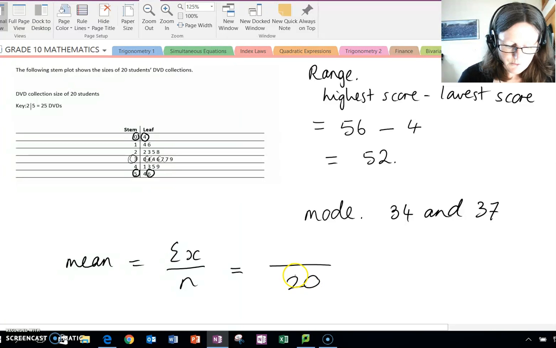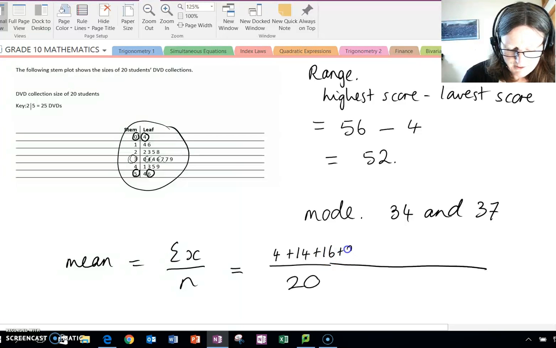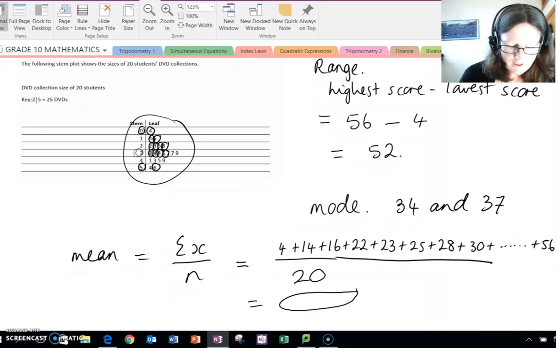the scores here. So in other words, we add 4 DVDs plus 14 plus the next one, which is 16, plus the next one, which is 22, plus 23, plus 25, plus 28, plus 30, plus, and we keep putting all the scores down until we get to 50.